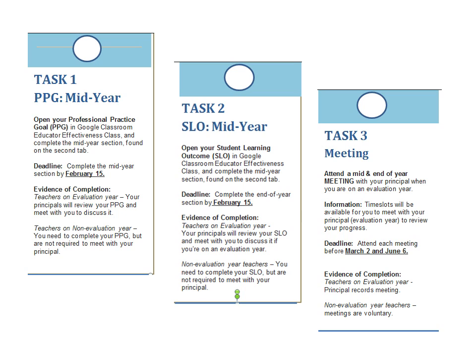As of today, your fall punch card should be complete, and your PLC point person will be distributing your winter and spring educator effectiveness punch card. The next deadline is February 15th, which is the next early release day. By that time, you should have completed your mid-year summary for your PPG and your SLO. If you're on the evaluation cycle this year, then you must also complete the third task. Your principals will be contacting you before March to set up a time to review your PPG, SLO, and your evaluation evidence so far.